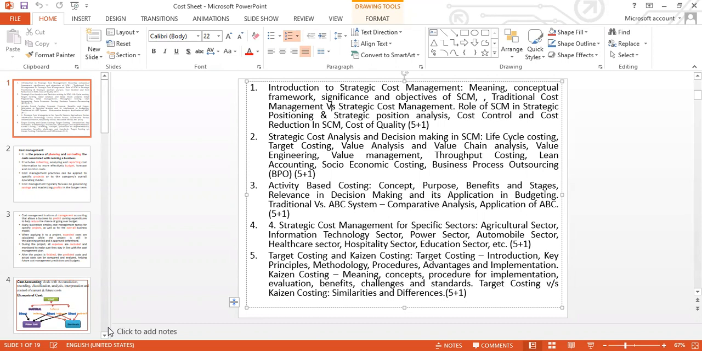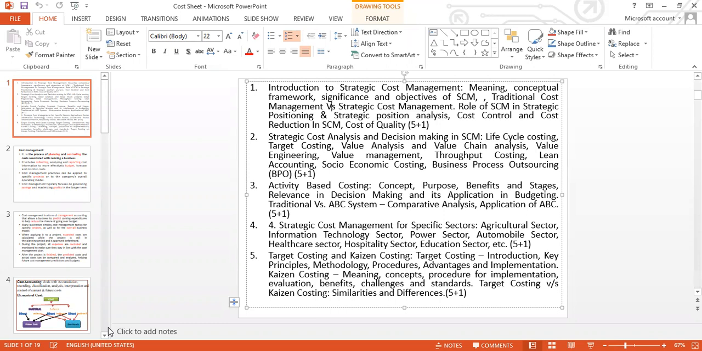So management accounting means what? It is the combination of financial accounting and cost accounting. ये दोनों का combination जिसको बोलते हैं, that is called management accounting. Now, this semester, what we have to study? We have to study strategic cost management. Okay. So strategic cost management means what? Here what you have to do, you have to manage your cost.